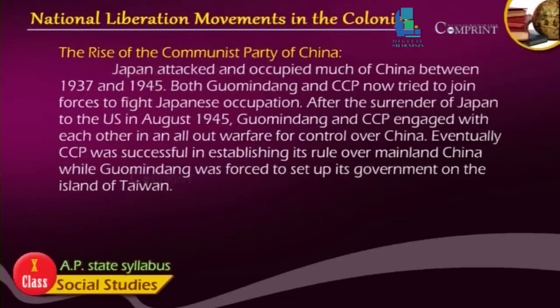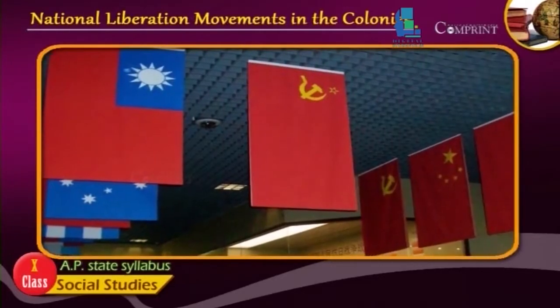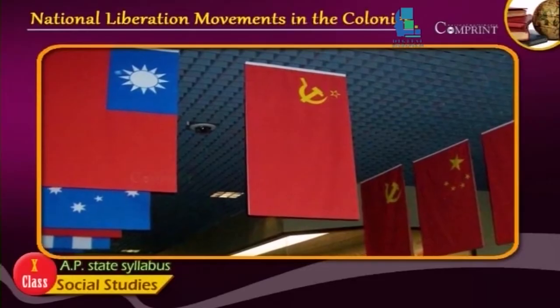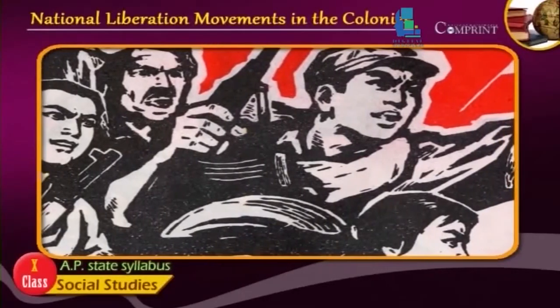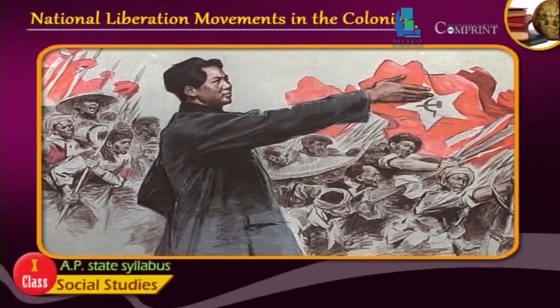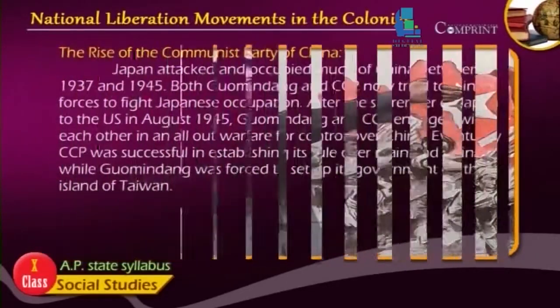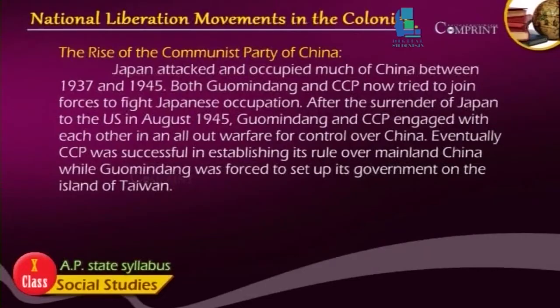Japan attacked and occupied much of China between 1937 and 1945. Both the Kuomintang and the CCP now tried to join forces to fight the Japanese occupation. After the surrender of Japan to the US in August 1945, the Kuomintang and the CCP engaged with each other in all-out warfare for control over China. Eventually, the CCP was successful in establishing its rule over mainland China, while the Kuomintang was forced to set up its government on the island of Taiwan.